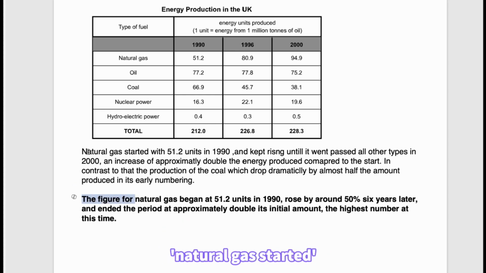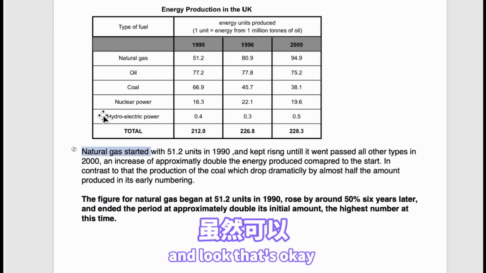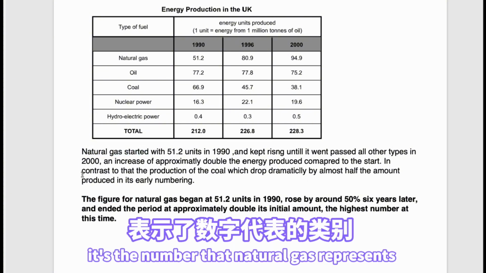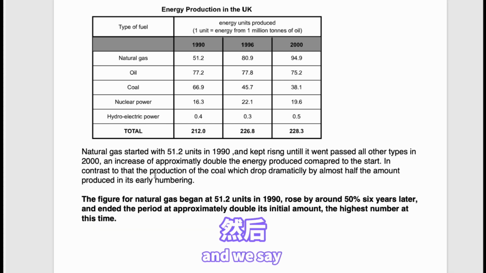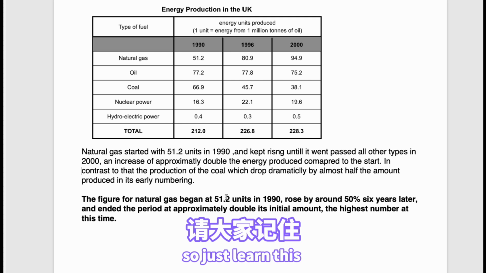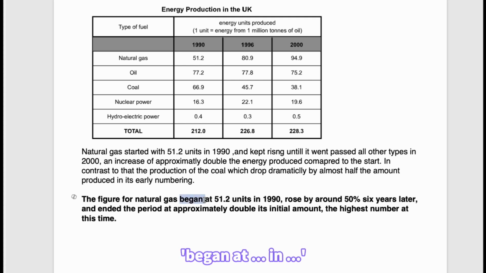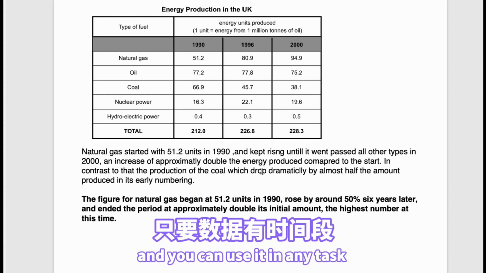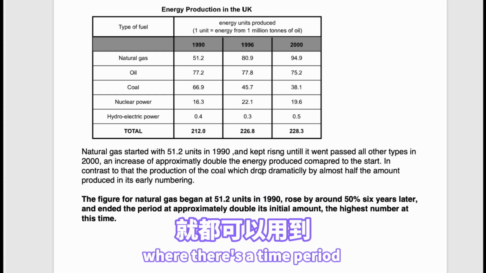Now, the writer said natural gas started. And look, that's okay, but we really want to be saying it's the number that natural gas represents, which we say the figure for. And we say began at 51.2 units in 1990. So just learn this, memorize. Began at something in something. Just memorize it, and you can use it in any task where there's a time period.